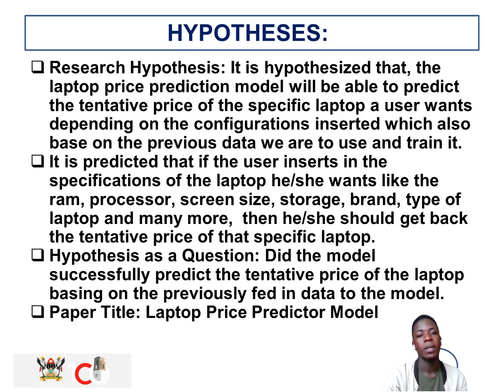As I go further, I will go to the hypothesis. The research hypothesis says that it is hypothesized that the laptop price prediction model will be able to predict the tentative price for the specific laptop a user wants, depending on the user configurations, which is also based on the previous data we used to train it. It is predicted that if the user injects the specifications of the laptop he or she wants, like the RAM, processor, screen size, storage, brand type, and many more, then he or she should get back the tentative price of that specific laptop.